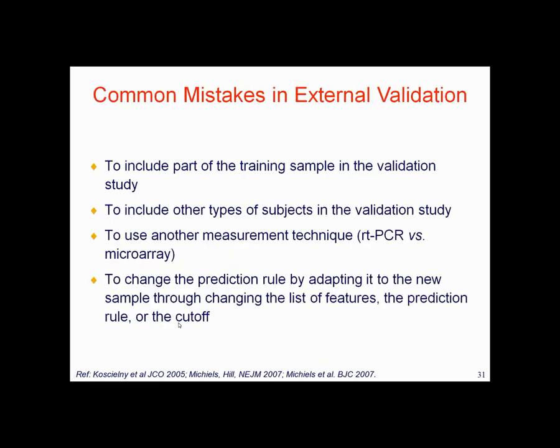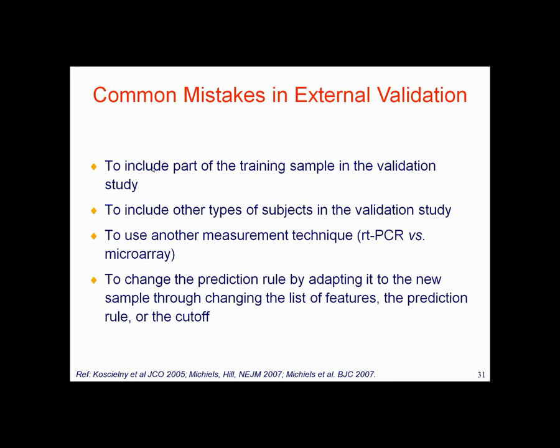and then check how the classifier works. Unfortunately, there are common mistakes which go against these rules, and these are actually the mistakes which are listed after the papers which looked at the microarray examples: to include part of the training sample in the validation study, or to include other types of subjects in the validation study, or to use another measurement technique, for instance, to swap RT-PCR for microarray or vice versa. Or perhaps to adapt your classifier to the new sample through changing the list of features, or to change a little bit the prediction rule, or the cutoff which you use to decide whether you have sick or healthy people, or stuff like this.